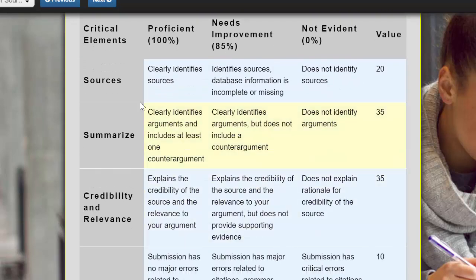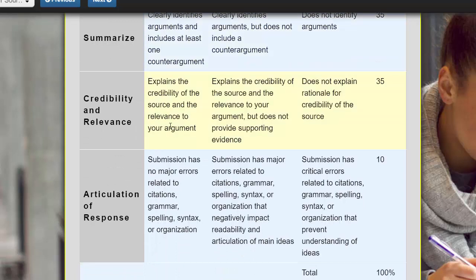Again, check the rubric. Sources, you must identify them clearly with the title, the author, and the database. If something's missing, then you lose some points. Summarize it completely and include a counterargument in your summary. Credibility and relevance, not just "it's reliable, I think they have good facts." No, give us specifics as to why it is credible. And then, of course, the articulation of your response refers to grammar and spelling and so on. So I hope that helps a little bit.